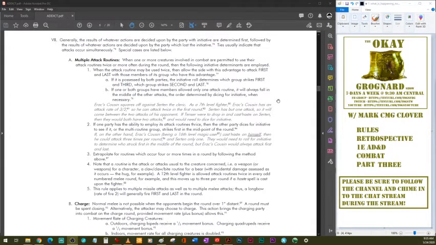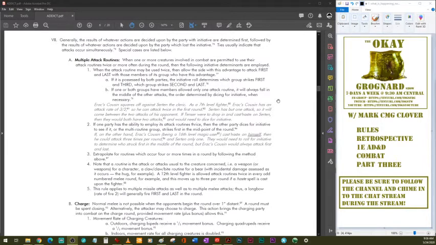Number 3. Extrapolate for routines which occur 4 or more times in a round by following the method above. Number 4. Note that a routine is the attack or attacks usual to the creature concerned, i.e. a weapon or weapons for a character, a claw-claw-bite routine for a bear, with incidental damage assessed as it occurs, the hug for example. A 12th level fighter is allowed attack routines twice in every odd-numbered melee round, for example, and this moves up to 3 per round if a haste spell is cast upon the fighter.